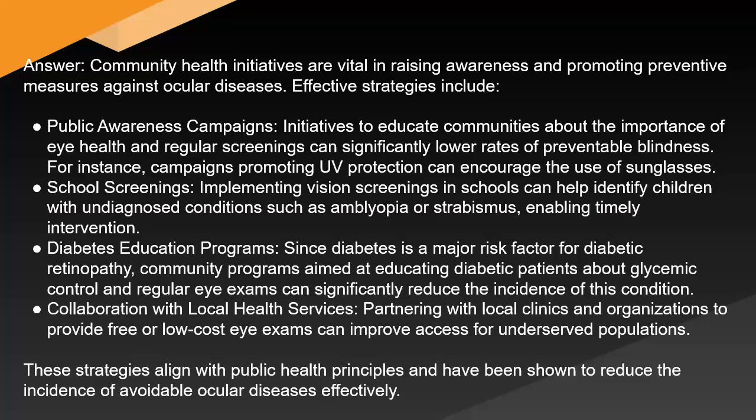School screenings: implementing vision screenings in schools can help identify children with undiagnosed conditions such as amblyopia or strabismus, enabling timely intervention. Diabetes education programs: since diabetes is a major risk factor for diabetic retinopathy, community programs aimed at educating diabetic patients about glycemic control and regular eye exams can significantly reduce the incidence of this condition. Collaboration with local health services: partnering with local clinics and organizations to provide free or low-cost eye exams can improve access for underserved populations. These strategies align with public health principles and have been shown to reduce the incidence of avoidable ocular diseases effectively.